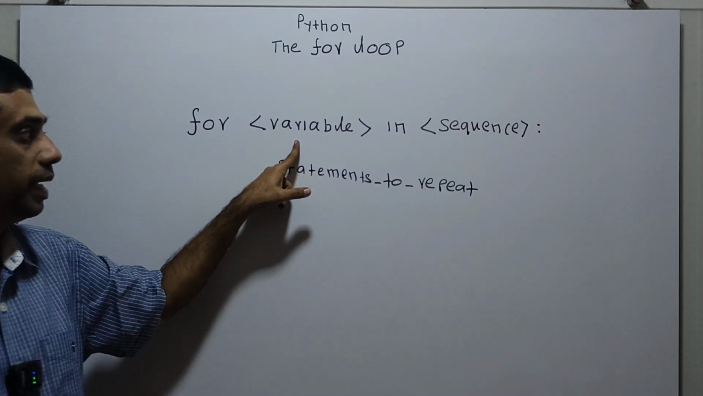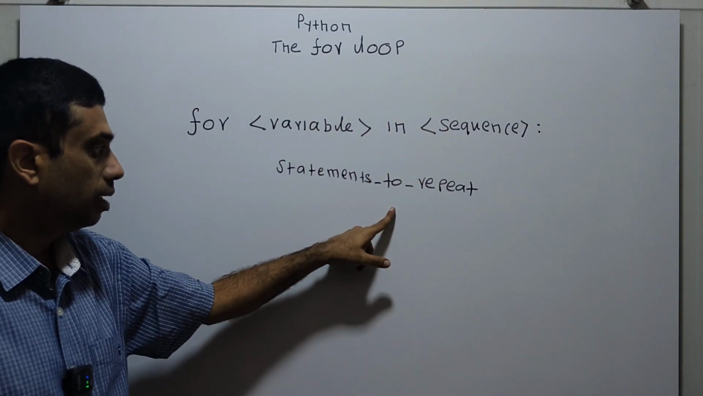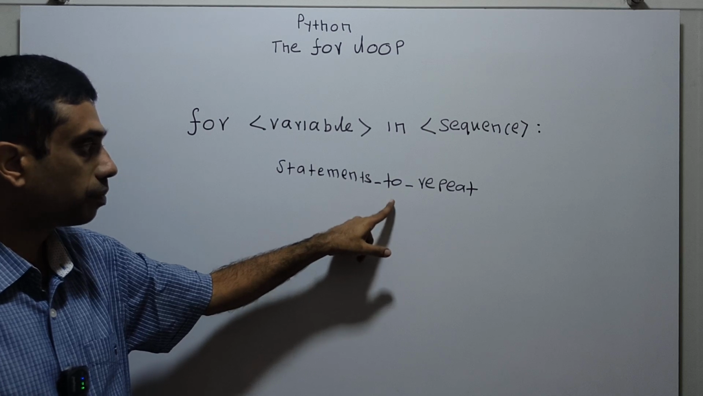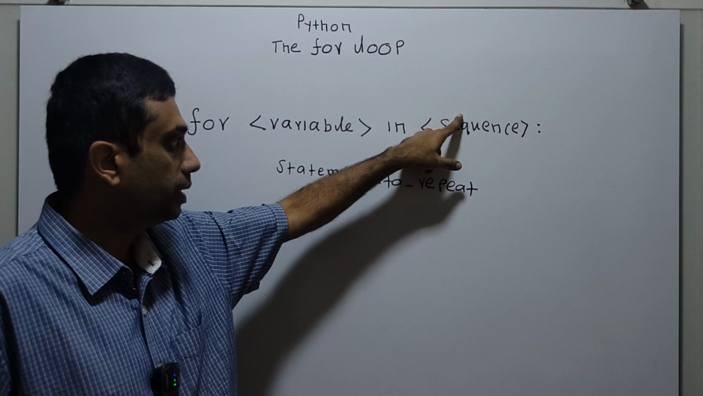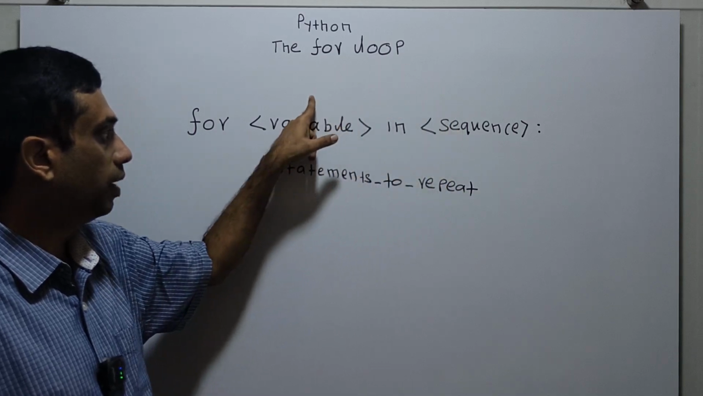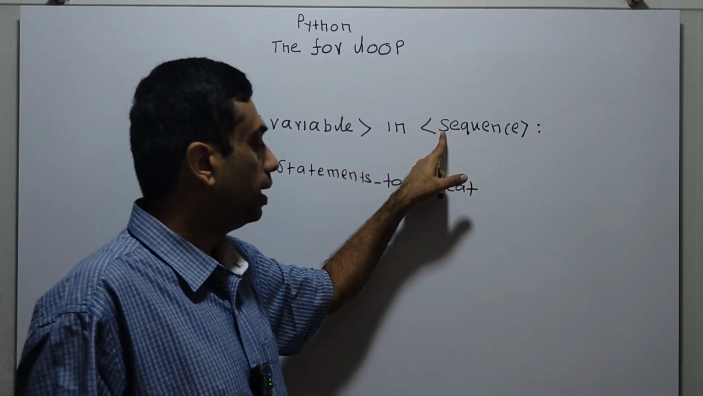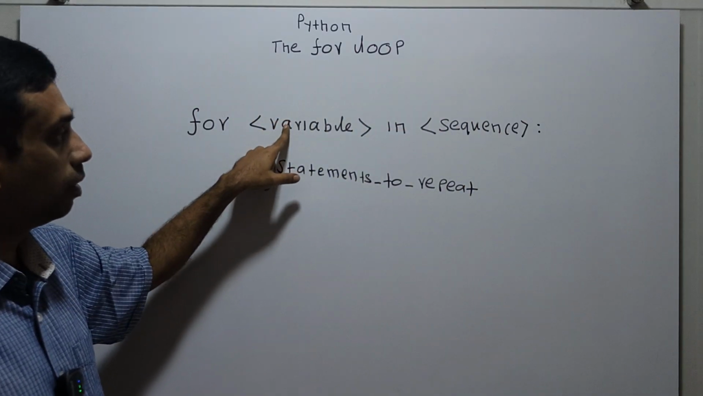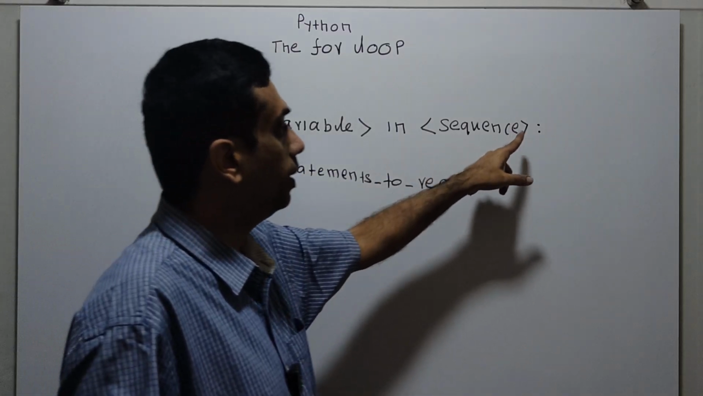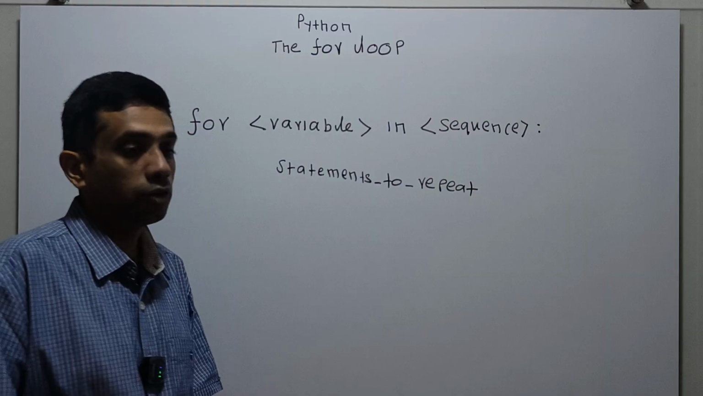The loop variable will take the first value in the sequence and execute the body of the statement. Then it comes to the next iteration and takes the next value in the loop variable, and the body of the statement will get executed. So for the number of values in the sequence, that number of times the for loop will get executed. We have to give a colon here. So this is the syntax of the for loop.